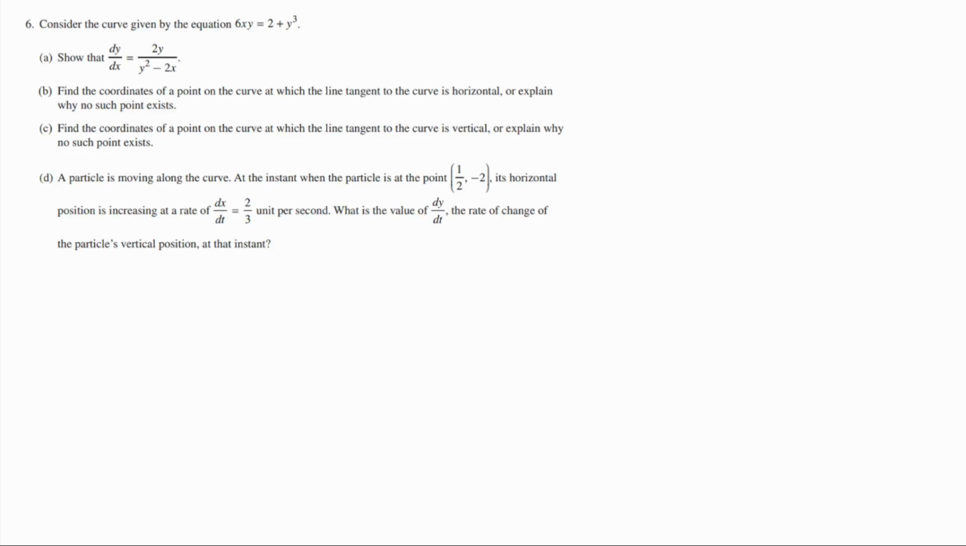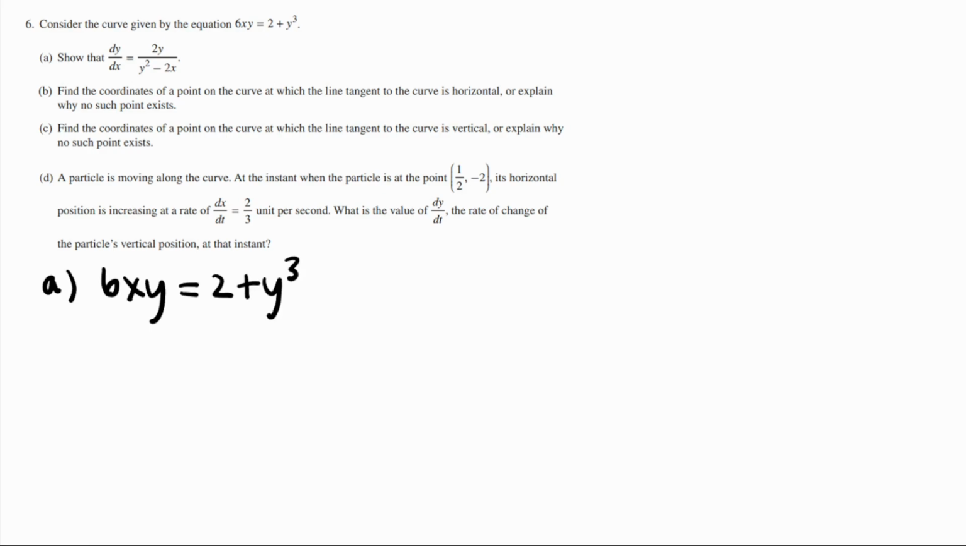In this video, I'm going to be working number 6 from the free response portion of the 2023 AP Calculus AB exam. And this one looks like it's going to be some implicit differentiation. Right at the beginning there, it says show dy/dx equals this. All right, so we've got 6xy equals 2 plus y cubed.